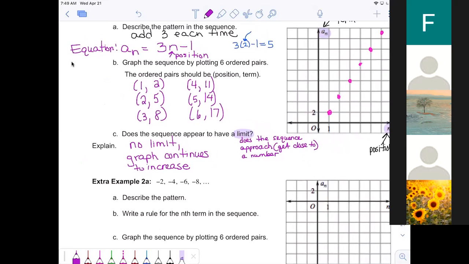It almost looks like a line. Notice I didn't connect these points. I didn't connect them to make a line because it's not a line. We're not graphing y equals mx plus b. We're not graphing a function. This is just a sequence. And the only numbers that exist are the numbers in the sequence, not the numbers in between. So I don't have a 1.5 as a position or 2.5 as a position. It's just the whole numbers as the position.